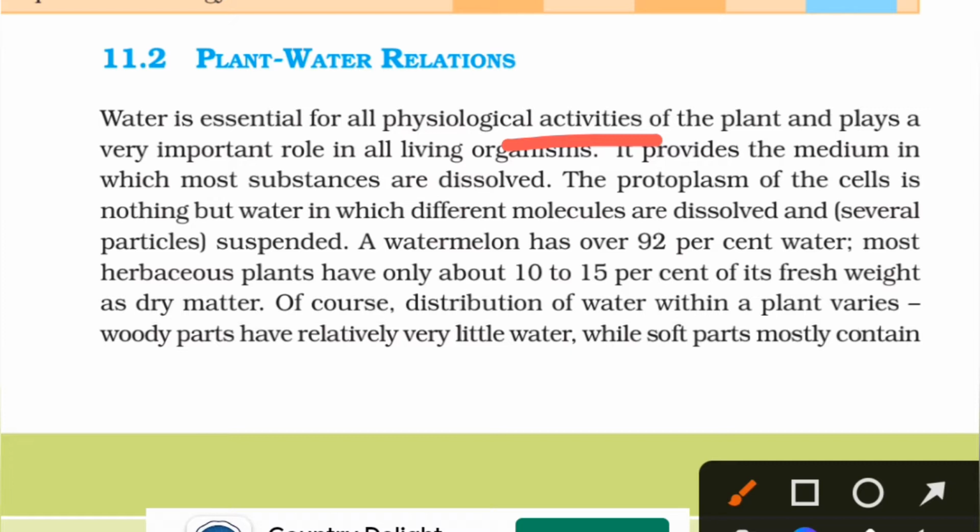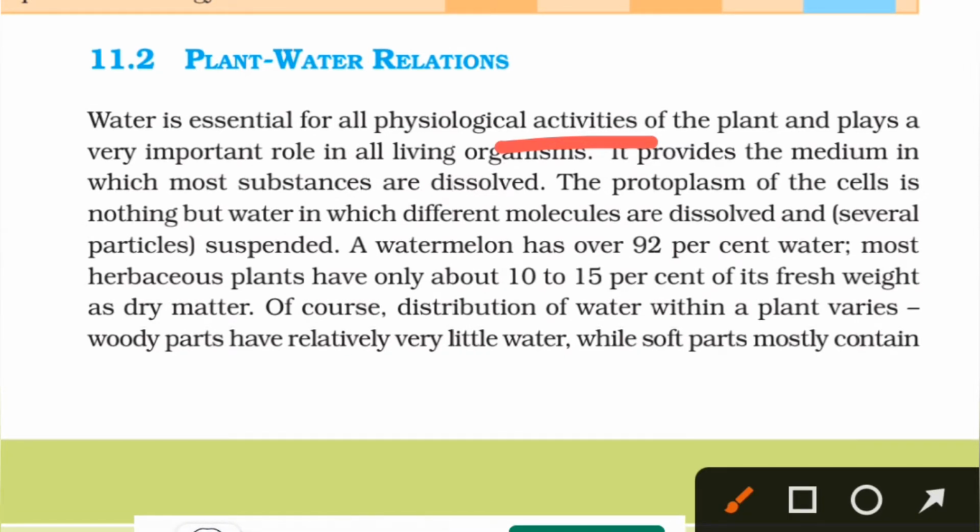Water plays an important role in all the physiological activities here, and it is also important in all living organisms, right? In the case of plants, it provides a medium where substances are dissolved. The protoplasm of the cells is nothing but different molecules dissolved and suspended in water, right? Based on the different species of plants, the plant water content is also different.